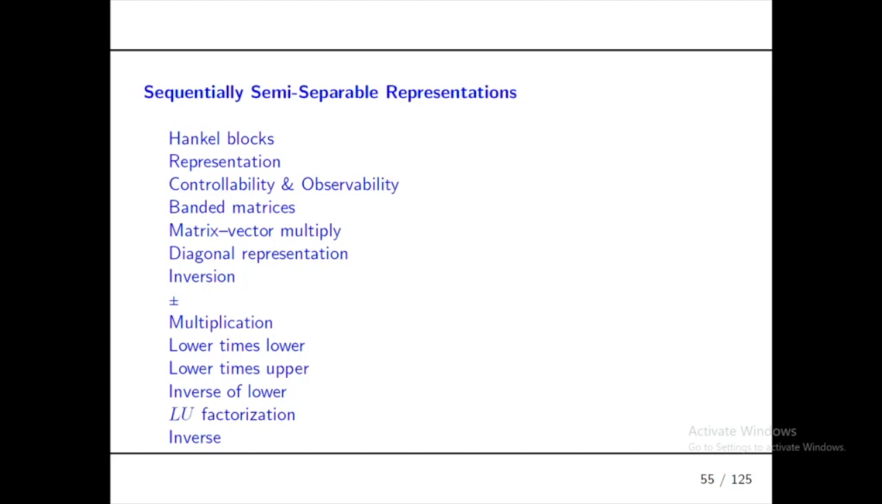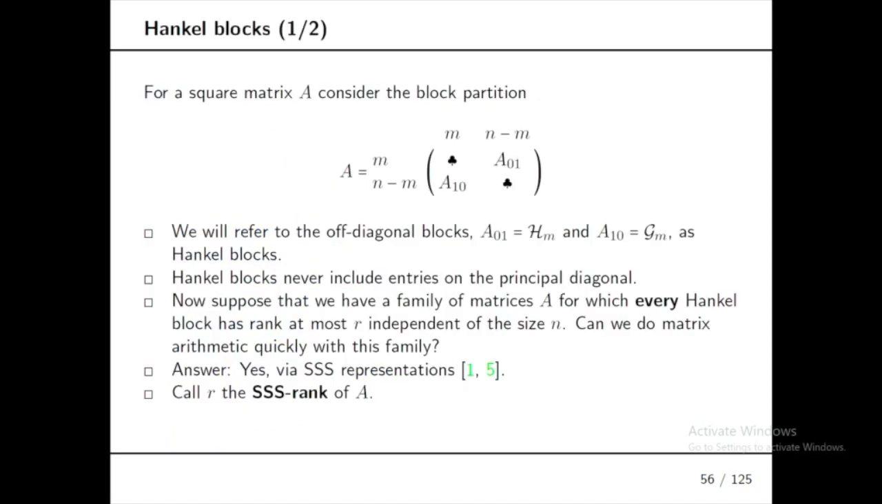I'm not sure who has it harder, the person who's listening for 2 hours or the person who's talking for 2 hours. Okay, so now I'm going to go on to the class of algorithms that have had a lot of impact in engineering practice. We'll start with the fairly simple one, historically the earliest one. These are called the sequentially semi-separable representations. This is one way to exploit low-rank structure in a matrix, and it's maybe the simplest one to talk about.